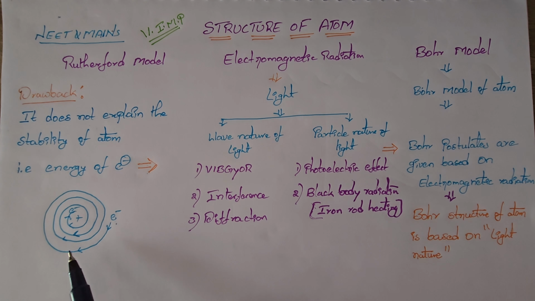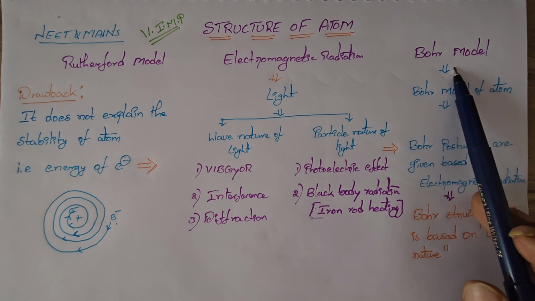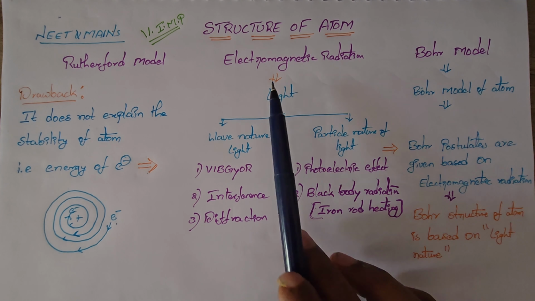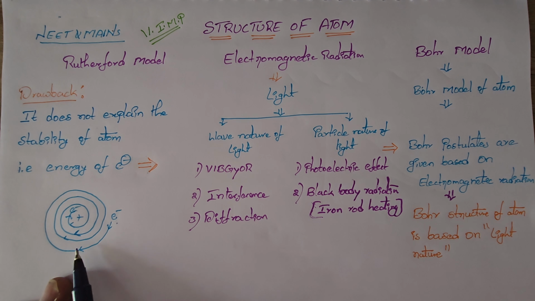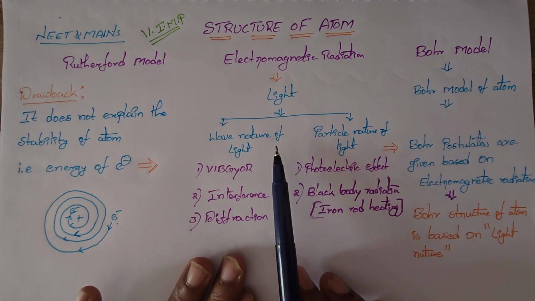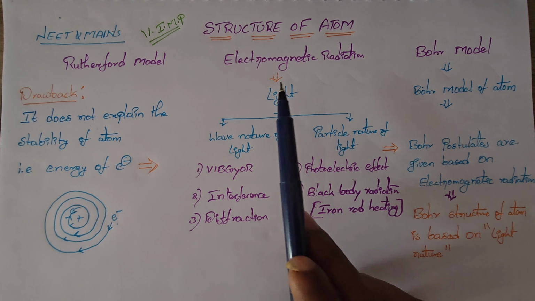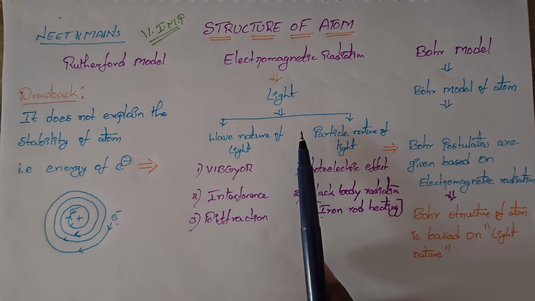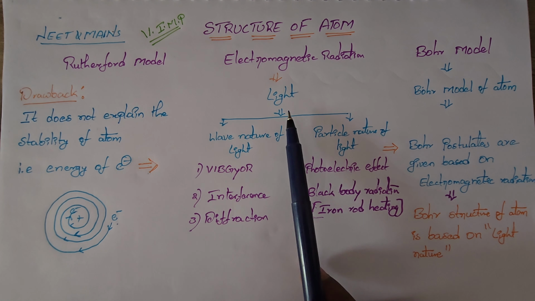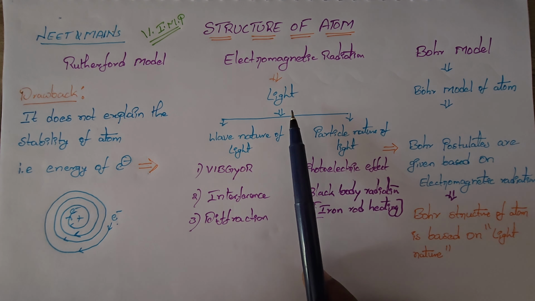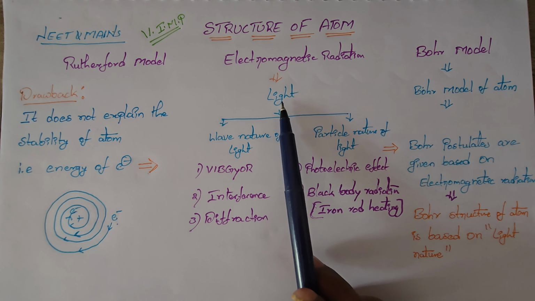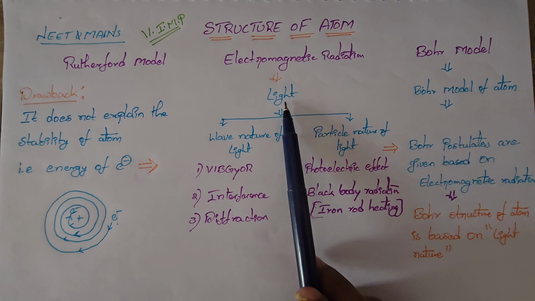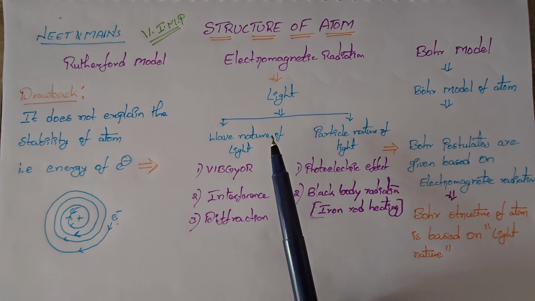This drawback is explained by Bohr using the concept of electromagnetic radiation. Bohr overcame this drawback by using electromagnetic radiation. You already know that in electromagnetic radiation, different radiations are present: gamma rays, X-rays, UV, visible, IR. So this electromagnetic radiation is nothing but light. We are studying the nature of light here.